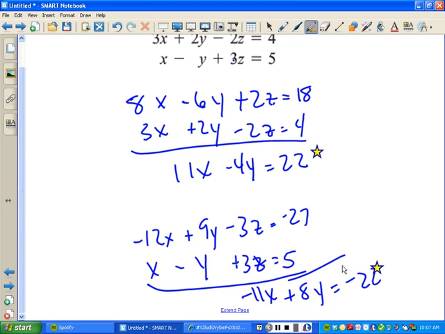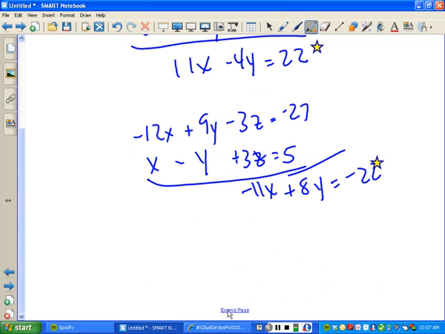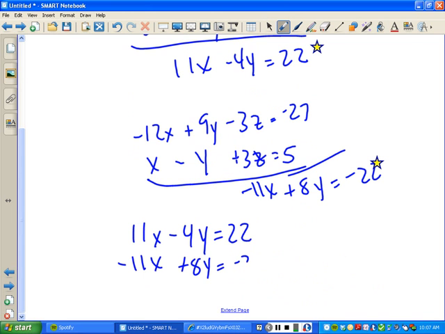Okay. All right, so we need our two equations that we've starred. Those two equations are 11x minus 4y equals 22, and -11x plus 8y equals -22. You gotta be kidding me. All right. As soon as I saw this answer, I thought, I bet you the answer is blank, blank, and blank. Go figure, I was right.